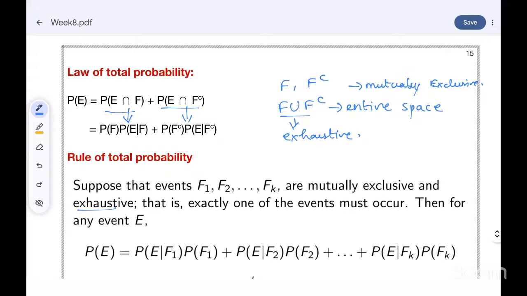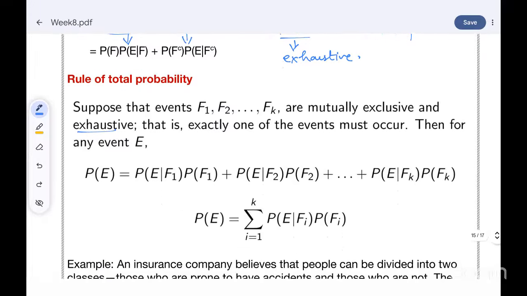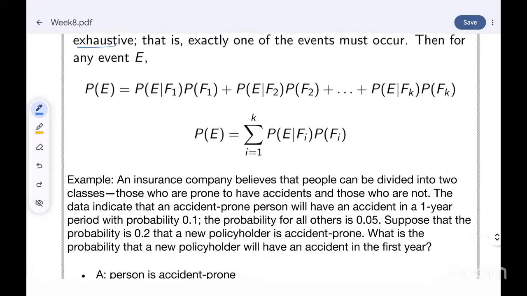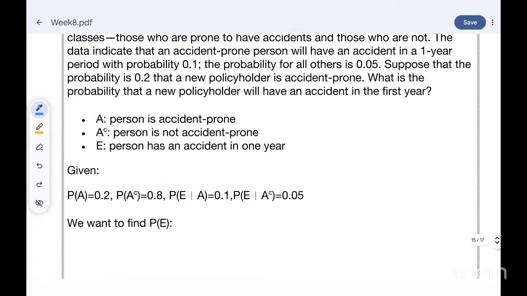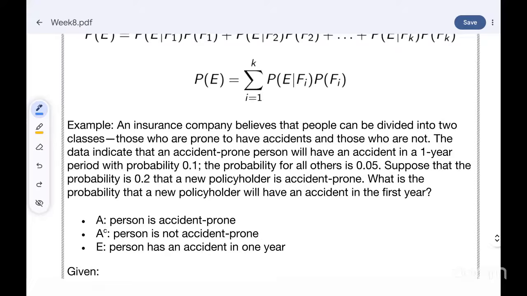Any one of the events must occur. Right? Either F should occur or F complement should occur. So now instead of F and F complement, they are using F1, F2 and so on. Is it making sense? All right. Now we'll see an example to understand how to use this particular formula here.